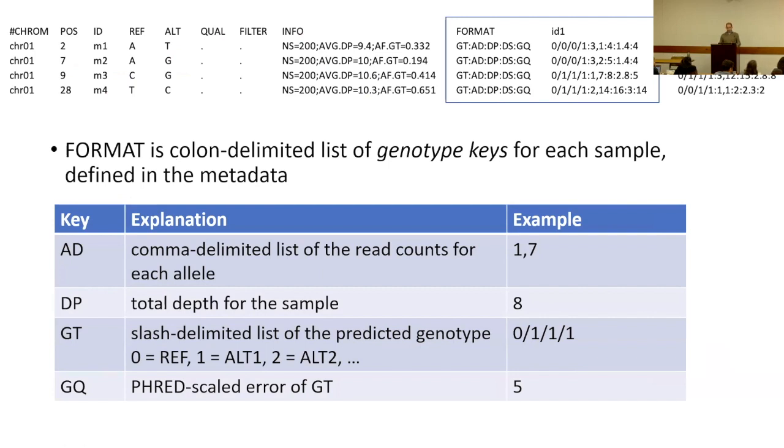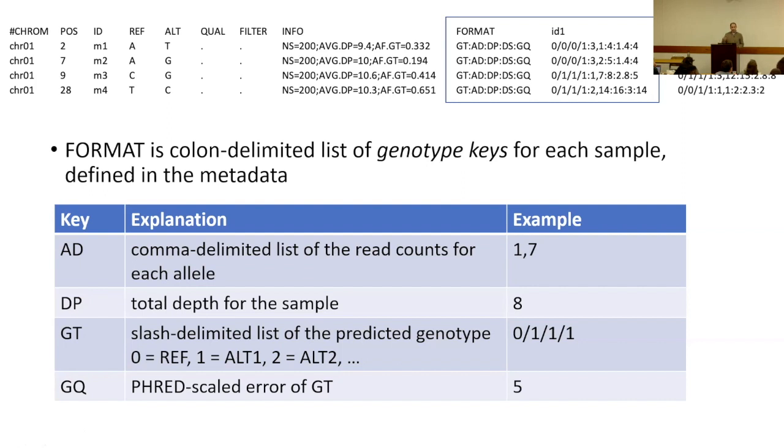So format is a colon delimited list of what are called genotype keys, or just codes that describe, again, various properties of that particular individual at that particular variant. And here it's one of the most common keys that you find in VCF files. AD stands for allele depth. It's a comma delimited list of the number of reads counted for each allele.